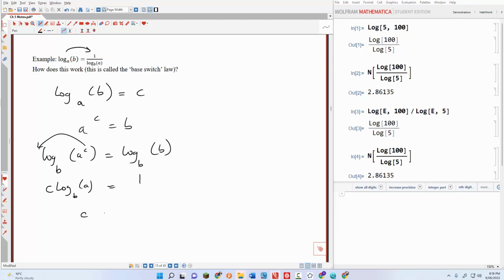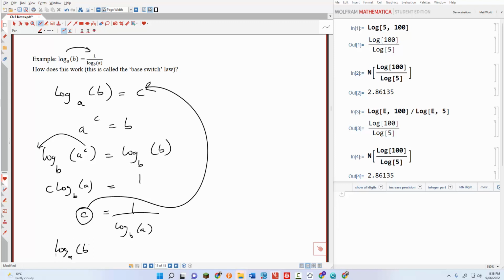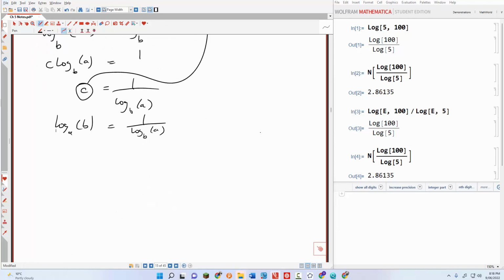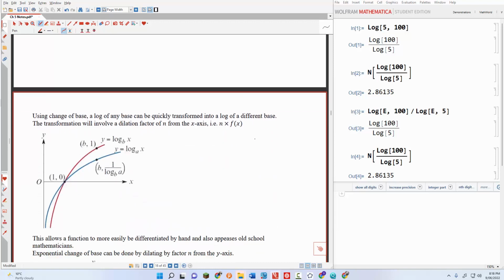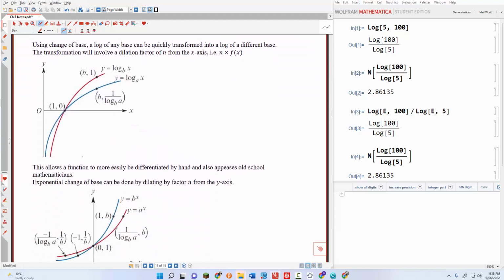Now what I'm going to do is C equals 1 over log_B A, and hence if that's C, that is that, which means log_A B is the same as 1 over log_B A. That's called the base switch rule. So you need to know that one, and I'll show you where it comes up a bit later on.